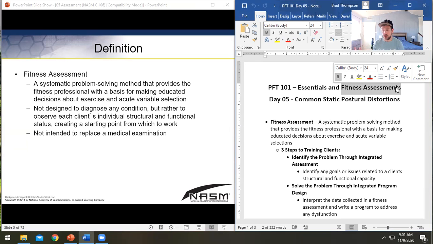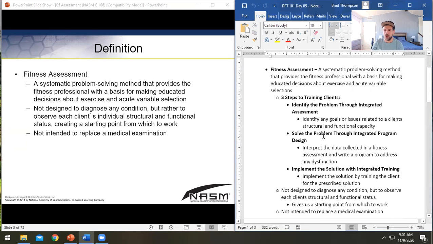Let's say I got a client whose goal is weight loss. I'd put them through a body fat percentage test, figure out what their body fat percentage is, figure out what their inches are. I would do an assessment. So fitness assessments, by definition, are a systematic problem-solving method that provides fitness professionals with a basis for making educated decisions about exercises and acute variable selection.